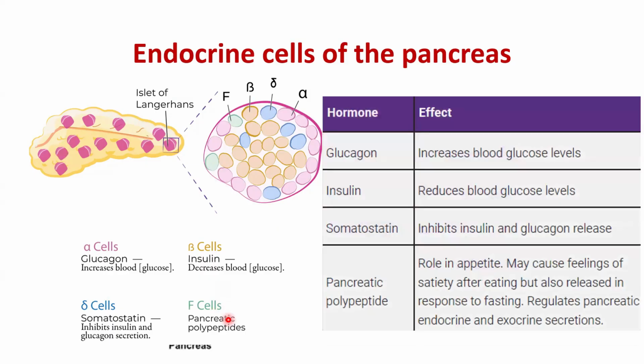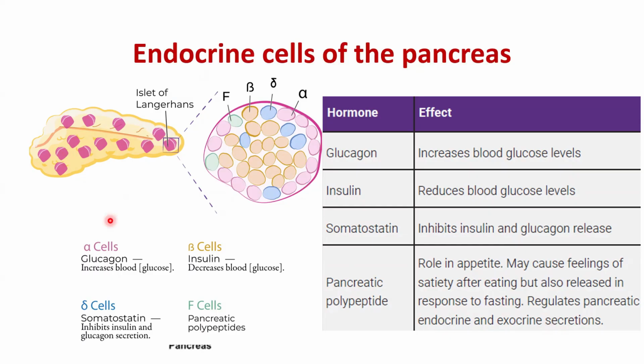And now this is a summary of the function of these cells. Glucagon increases blood glucose levels. Insulin does the opposite of glucagon: insulin reduces blood glucose levels. Somatostatin inhibits production of insulin by beta cells, and also inhibits production of glucagon by the alpha cells. And pancreatic polypeptide has a role in appetite, and it regulates pancreatic endocrine and exocrine secretions.